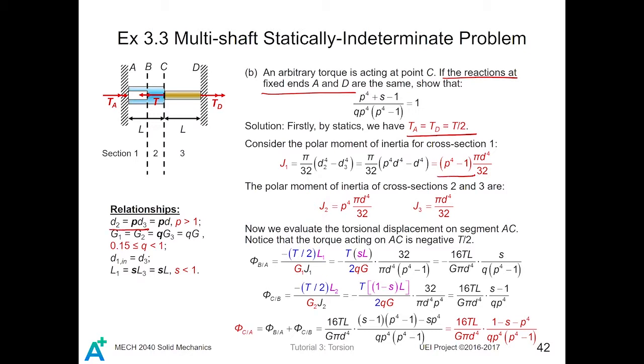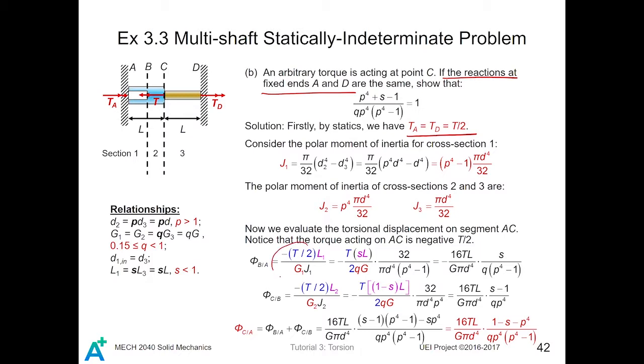D2 equals PD3 equals PD. Then we just substitute it to get P to the power 4 times D to the power 4. Well, D3 is simply D, so it is just D to the power 4. Then you will have this content in this bracket. Similarly, the polar moment of inertia of cross-sections 2 and 3 can be found in this way. Now we evaluate the torsional displacement on the segment AC. Similar to what we did previously, we first find the relative displacement of B relative to A, then find the torsional displacement of C relative to B.